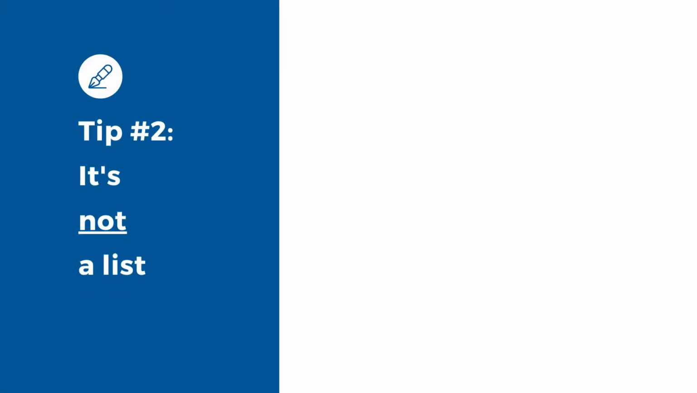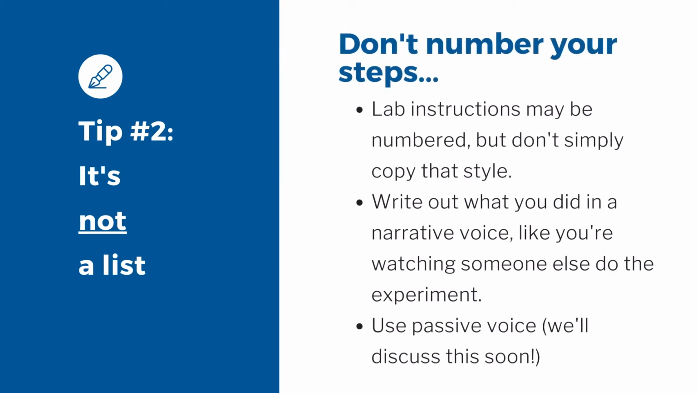Tip number 2. It's not a list. Lab instructions, given by your professor or printed in a manual, are generally presented as a numbered list. But when you write, instead of numbering steps, write out what you did in a narrative format, like you're watching someone else do the experiment.